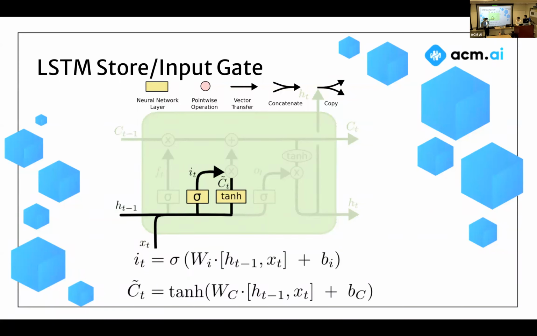Okay. Any questions so far? I'm seeing some confused faces. But doesn't the i sub t have the same form as the f sub t for the forget gate?